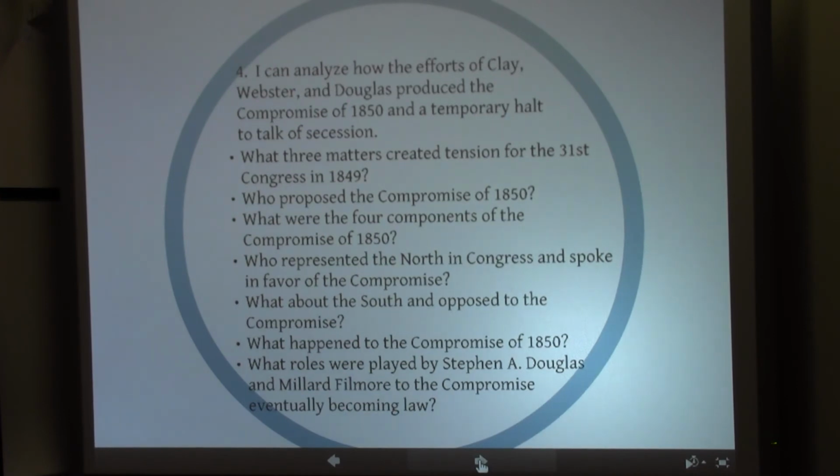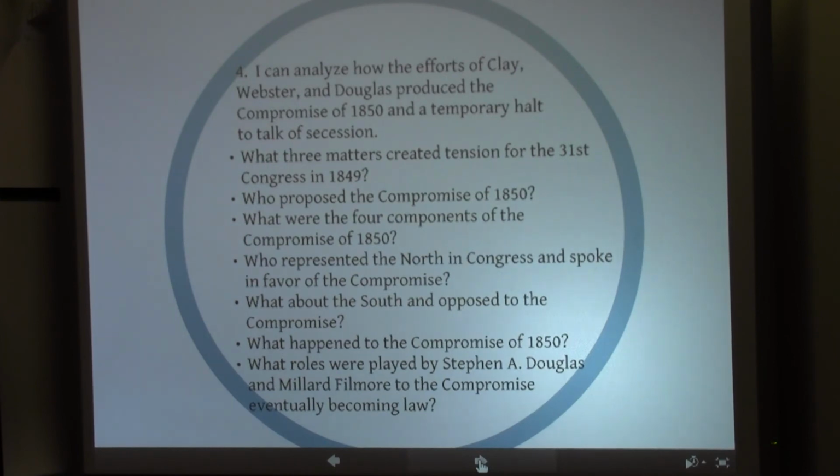The tensions were strong enough at this point that Southern states began threatening secession, the formal withdrawal from the Union. In Congress, Henry Clay of Kentucky presented the Compromise of 1850. And the compromise consisted of a number of components. One, to please the North, California would be admitted as a free state. To satisfy the South, the compromise called for a stricter fugitive slave law. And this law would require Northerners to return escaped slaves to their masters.